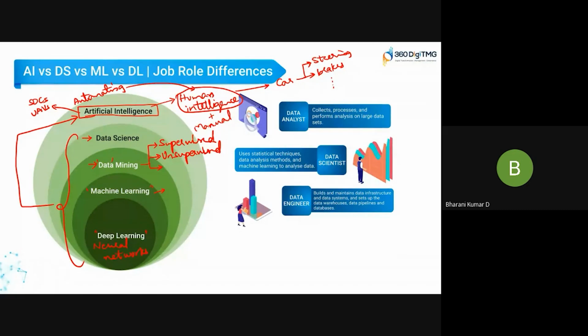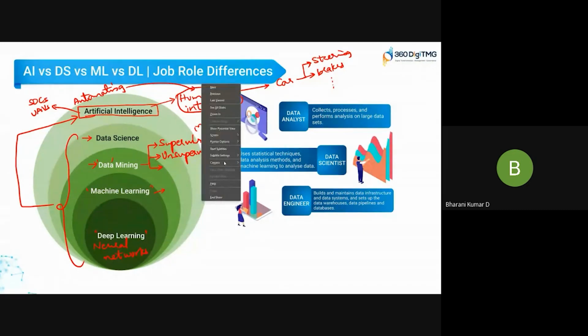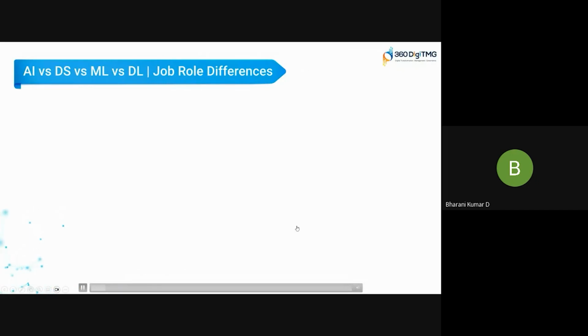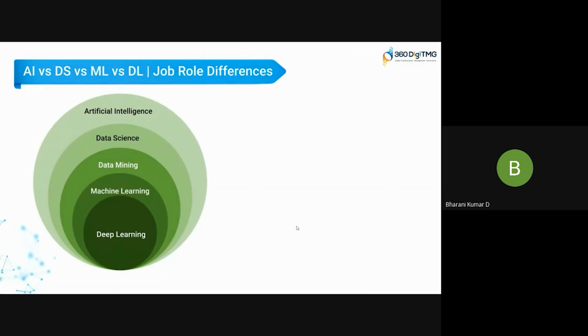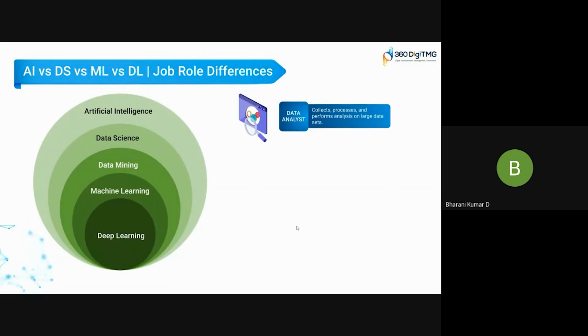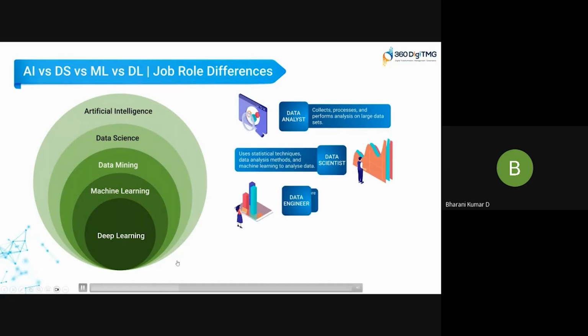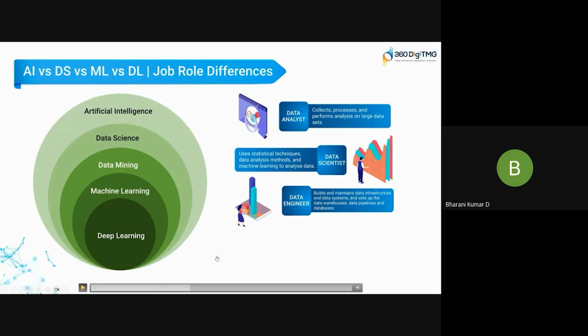In the various terms, we would now divert our attention to data analytics, data science, data engineering, etc. Again, a lot of people ask me these questions: hey Bharani, what are the differences between these different roles that exist?